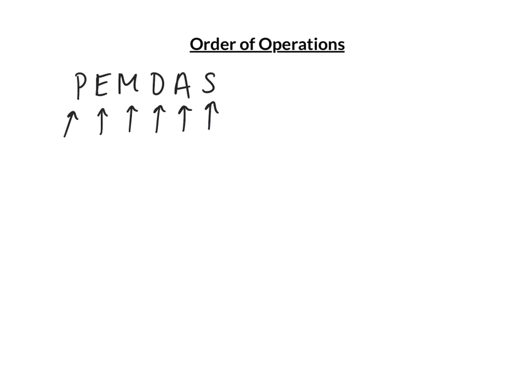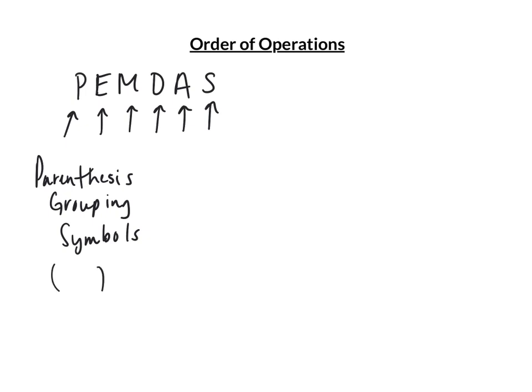The P is for parentheses, but actually it refers to a broader category of grouping symbols. Anything that can group is what we're talking about. Parentheses are one example, but sometimes you'll see brackets, which are essentially exactly the same thing as parentheses. Occasionally other things can group, like a square root.